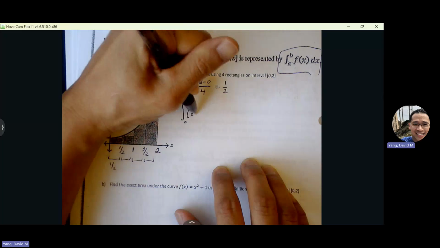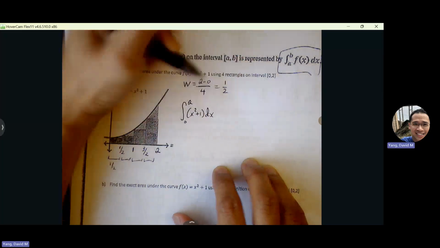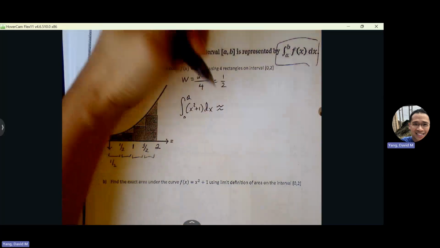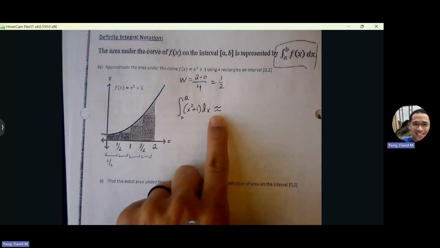So we can say this: the integral from 0 to 2 of x squared plus 1 dx. So that just indicates that we want to find the area of that region, but we're just doing an approximation. So it's going to be a squiggly to indicate we're just using 4 rectangles. And we're going to find the width and height of each rectangle and add them up.